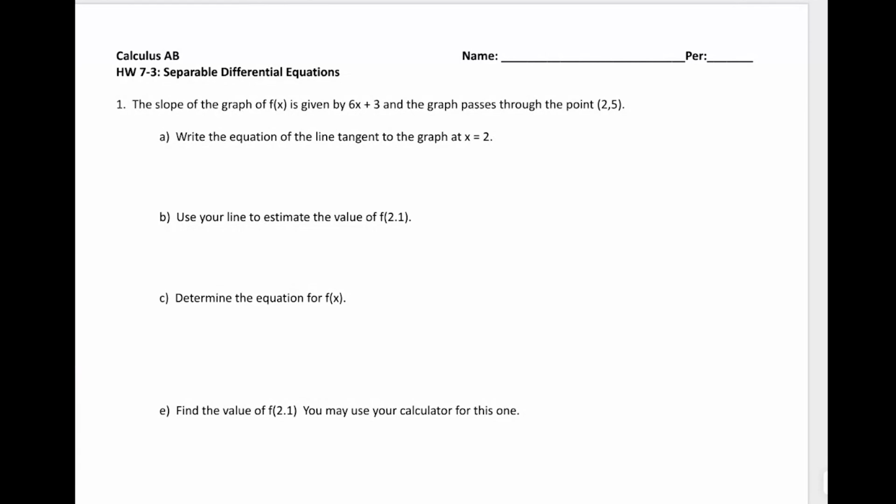So, number one says the slope of the graph of f of x is given by 6x plus 3, and the graph passes through the point (2, 5). Part A says write the equation of the line tangent to the graph at x equals 2.